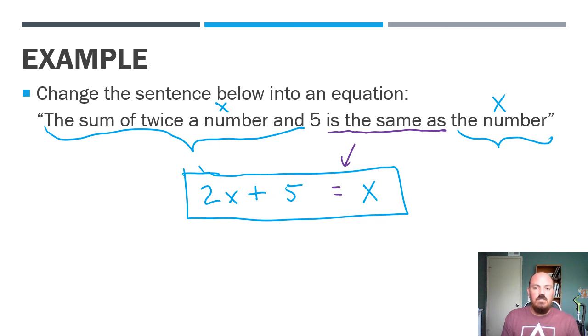And just a couple things to think about. At the end of this question, it said is the same as the number. The number means the same variable you used, x. If I had said is the same as a different number, then you would need a different variable. You might want to use y there or something like that. But that's what we're doing today, and that's it for today. We're just going to practice changing words into equations and equations into words, because the main focus of Chapter 2 is solving equations.